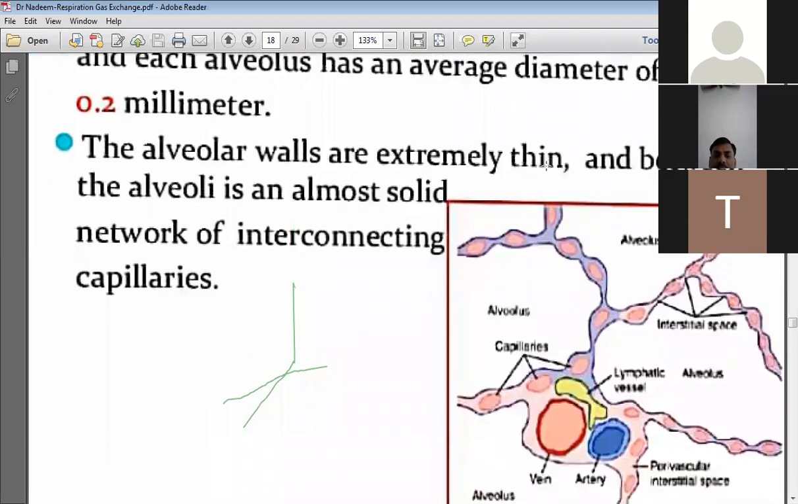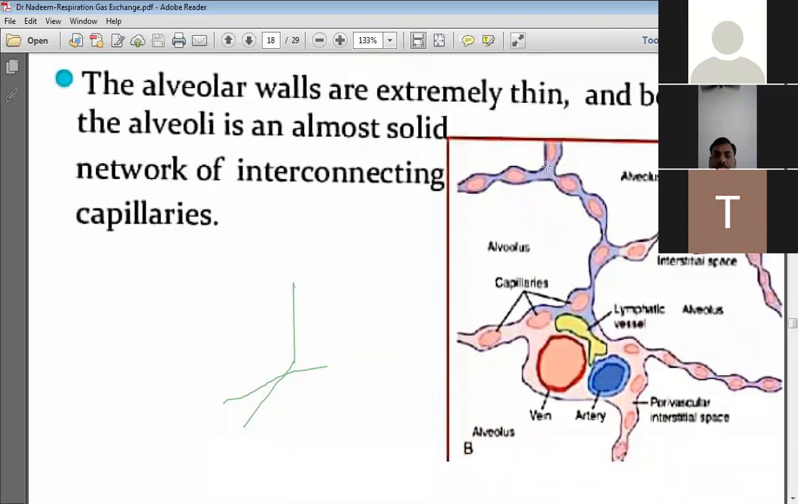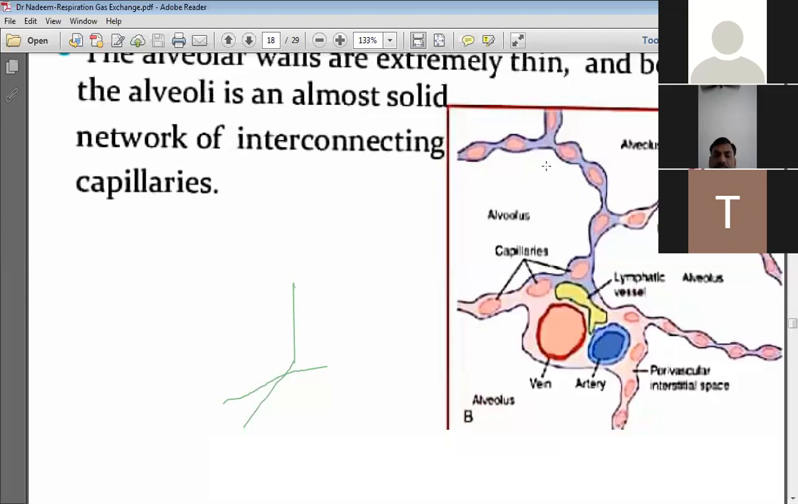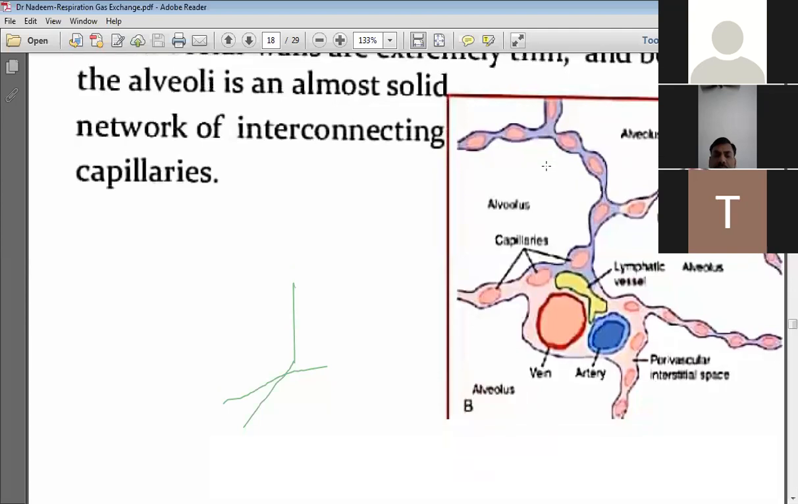These alveoli are extremely thin, and between the alveoli there is almost a solid network of interconnecting capillaries. The oxygen in the air we take inside the alveoli is transferred to the capillaries through the membrane. It is clearly shown how capillaries are connected to the alveolus.